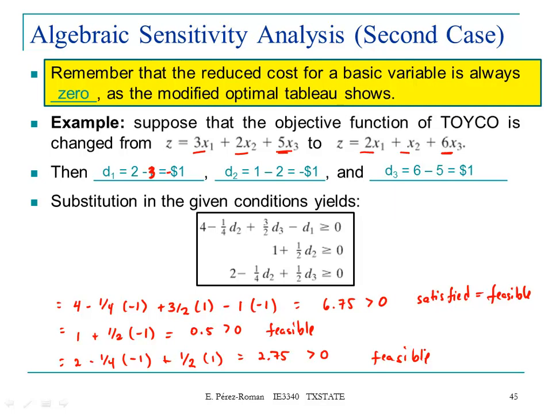So you can change the coefficients of the objective function in such a way that you can check the optimality conditions, and that's telling you that you will keep a feasible solution. The optimal solution will be the same. And that's what we state on the next slide.